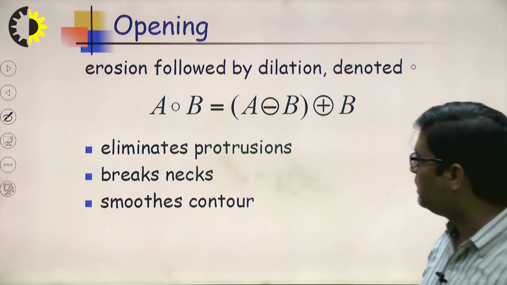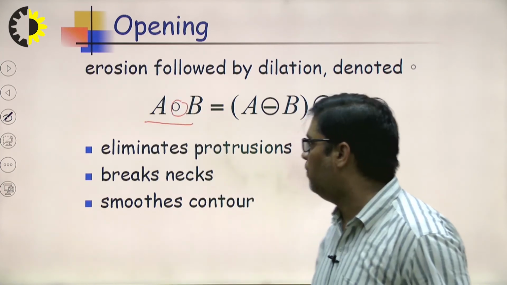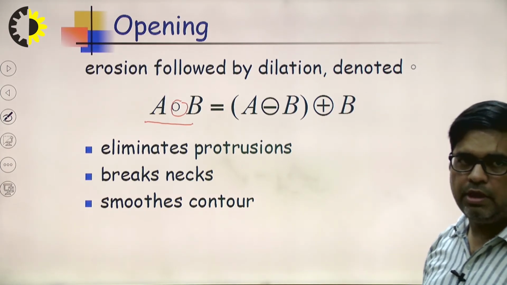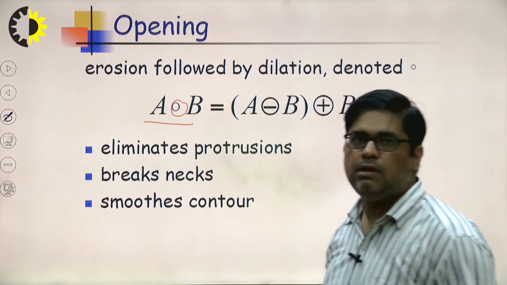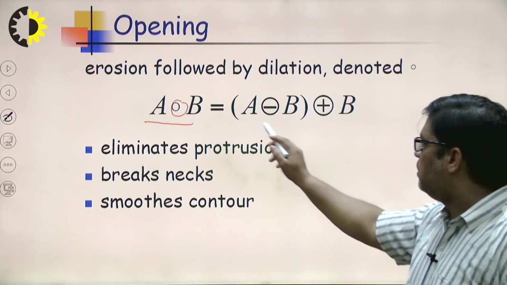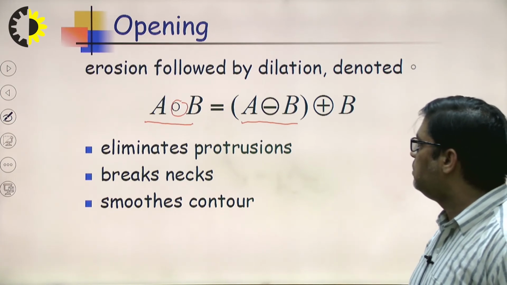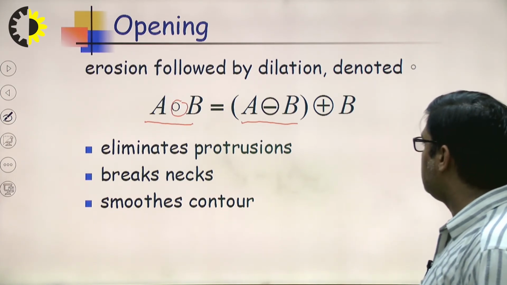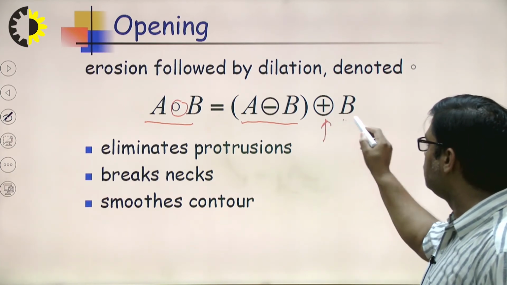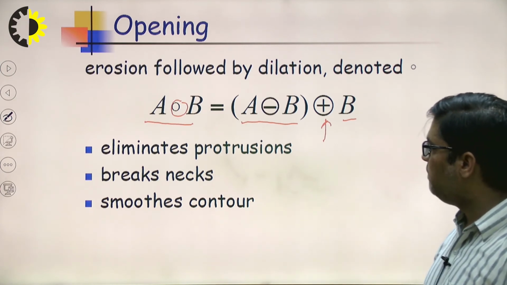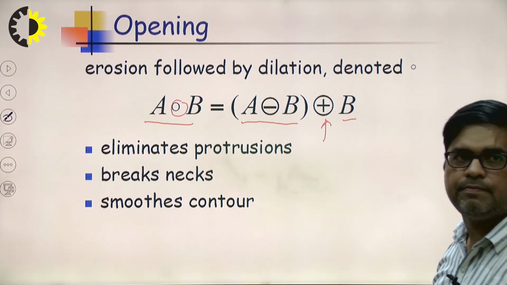The important thing is that in the opening operation I will use this hollow O: A ∘ B. The answer of A ∘ B is A, where A is the image and B is the structuring element. First of all, we need to apply the erosion operation by using the structuring element, and on the result of this erosion operation, the dilation operation will be applied using the structuring element B. So it will eliminate protrusions, break narrow necks and smooth contours.